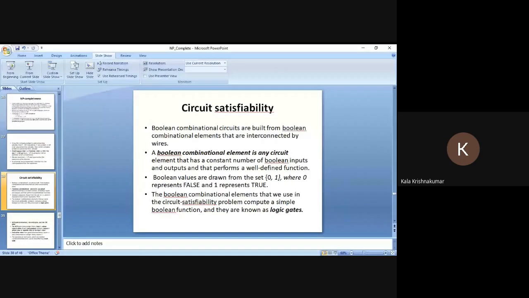That is, given a Boolean expression, checking whether it is satisfiable or not. Given a Boolean expression, it doesn't say 2CNF or 3CNF. For any Boolean expression, checking whether it is satisfiable or not, that is known as the satisfiability problem. That is actually the first reduction that says the satisfiability problem is NP complete, and the theorem is known as Cook's theorem. Cook's theorem says the satisfiability problem is NP complete.